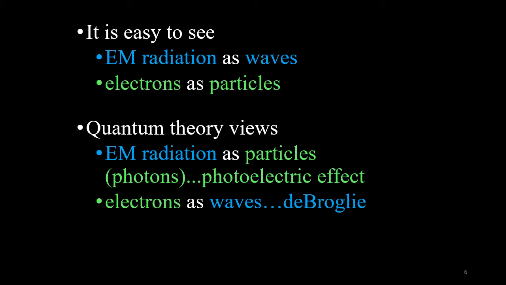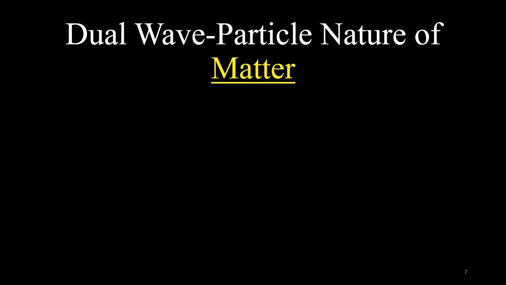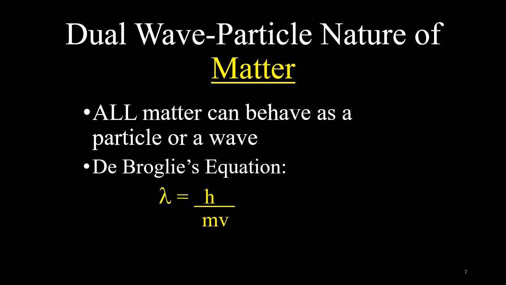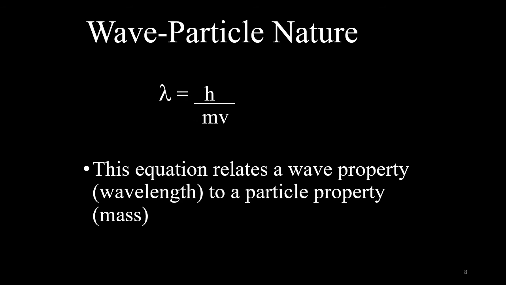So de Broglie came up with an equation that can relate the particles to the waves. So we want to look at the dual wave-particle nature of matter. How can matter be both a wave and a particle? All matter can behave as particles or waves. And here's de Broglie's equation. Wavelength, lambda, equals h, that's Planck's constant again, divided by mass times velocity. So this equation relates a wave property, wavelength, lambda, to a particle property, the mass of the particle.